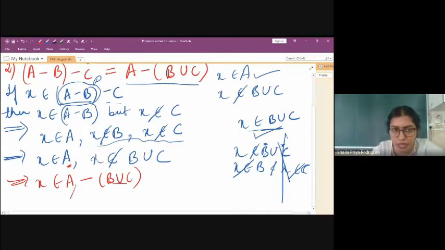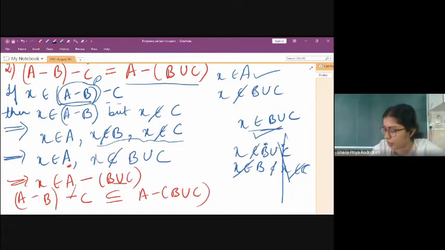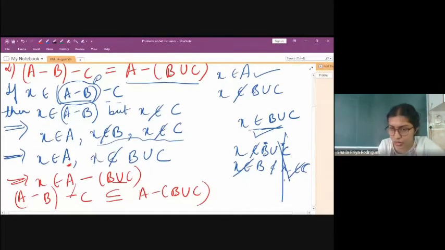So we started with X belonging to the first set, and now we are saying that X belongs to the second set. We took a random element X, so that means A minus B minus C is a subset of the second set, which is A minus B union C. Okay, this is the first part. We proved that the first set is a subset of the second set. We still have to show another part, which says that the second set is a subset of the first set as well.